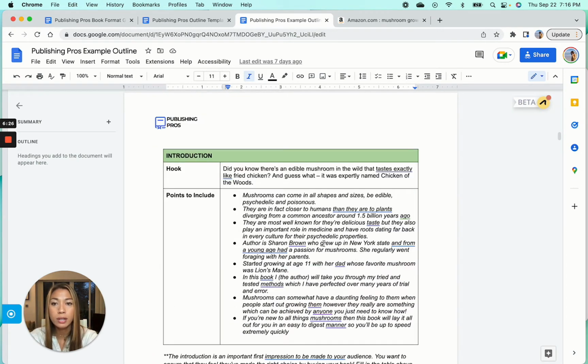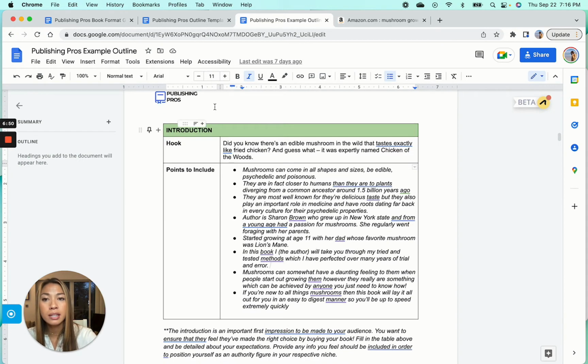These are our points that we've gone ahead and filled in here, so you've got the hook. This is a good little intriguing tidbit that you could include if you're writing a book about mushrooms. Did you know that there's an edible mushroom in the wild that tastes exactly like fried chicken? And guess what? It was expertly named Chicken of the Woods. Obviously, as I said, you're going to be including hooks and points that are relevant to your niche.